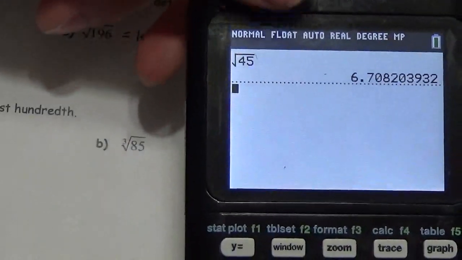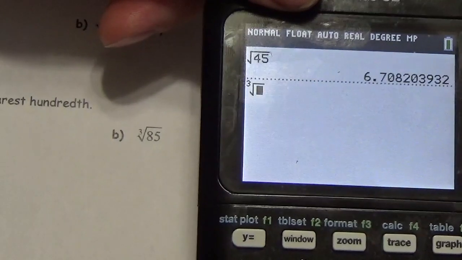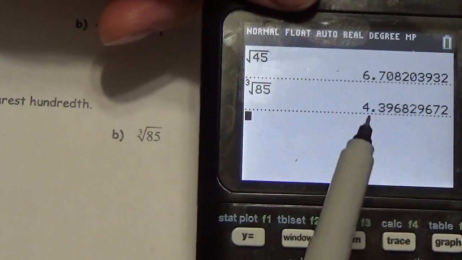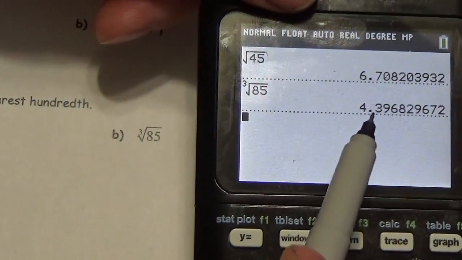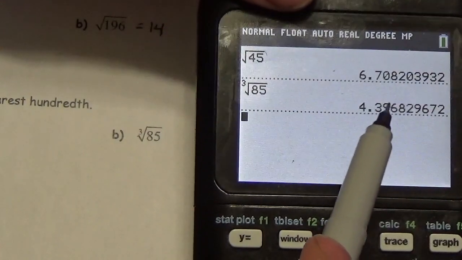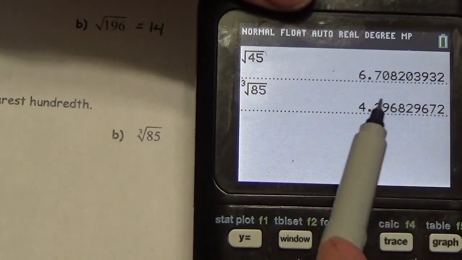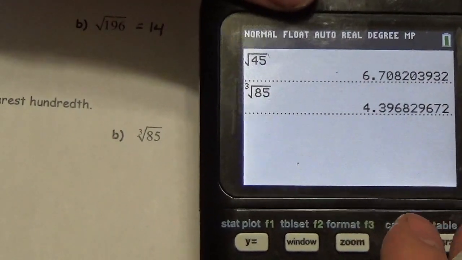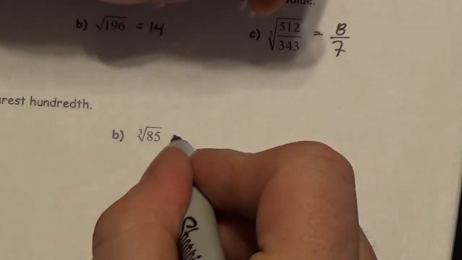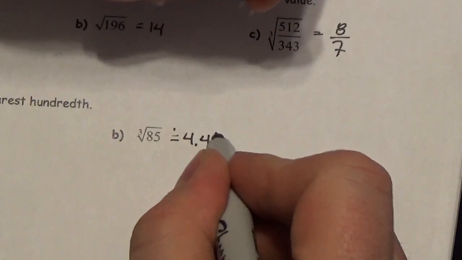I'll do a similar sort of thing here, but this time with the cube root. So my math menu down to the cube root of 85. Okay, now 4.39. When I round that to the nearest hundredth, that 9 is going to go up to the next 10, really, which is going to increase that 3 to a 4. So my answer here is going to be approximately 4.40.